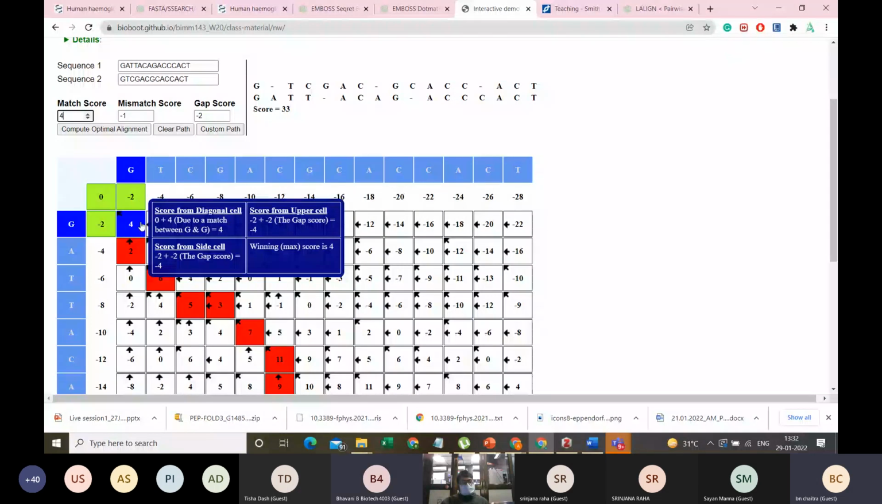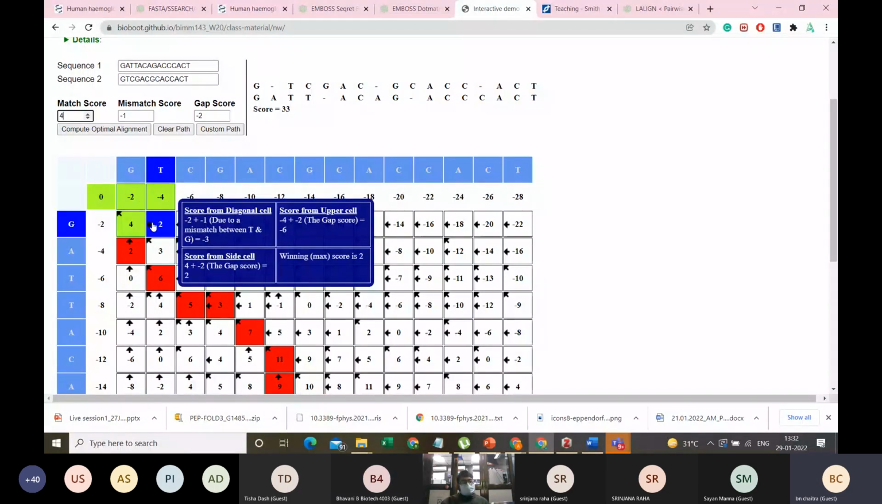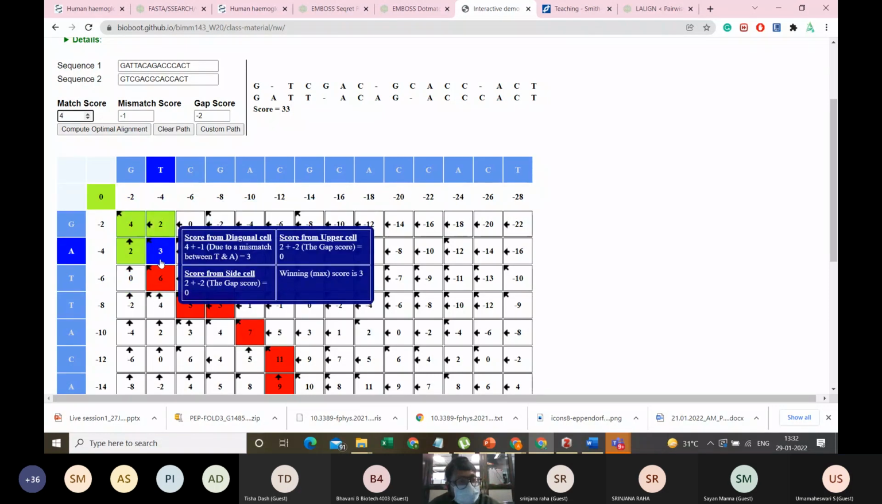Now if you go here, why has it been given as 2? It will show the score from the side cell, which is 4 plus minus 2, the gap score, so it gives 2. The winning score is calculated from the upper cell, this cell as well as this cell. Here the three scores are given, just for clarification.